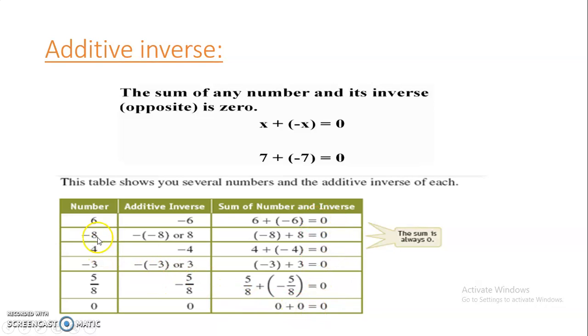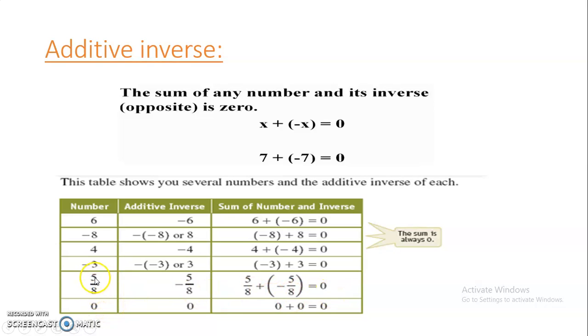Here we just take any number, for example minus 8, and add it with its negation, meaning the negative of itself. So minus of minus will become plus over here. So minus 8, the opposite is 8. When we add these two, you will get 0. The sum is always 0. For this whole table, the answer is 0.